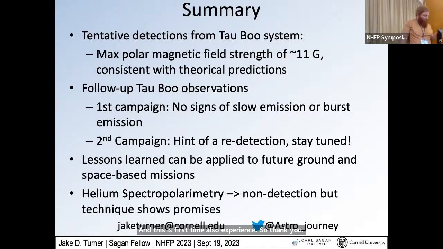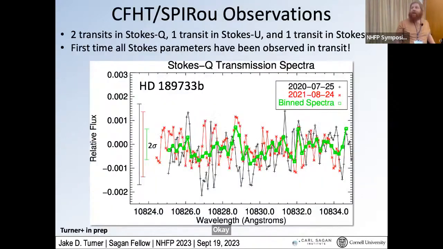Right, any questions? Are you able to put any constraints on the magnetic field strength of the planet with those? Yeah, we probably put a constraint below like 1,000 gauss, which is not a very good constraint, but it's the first constraint with this. We don't actually have that modeling yet.